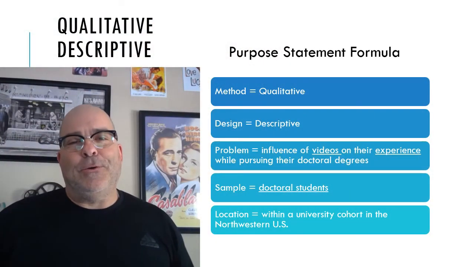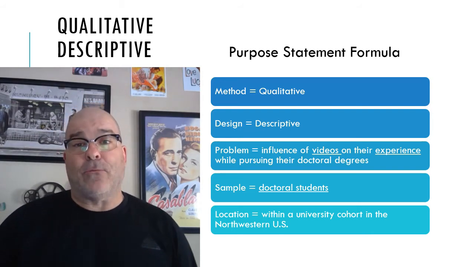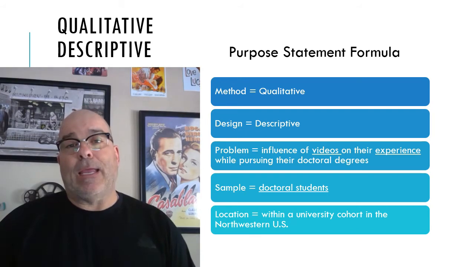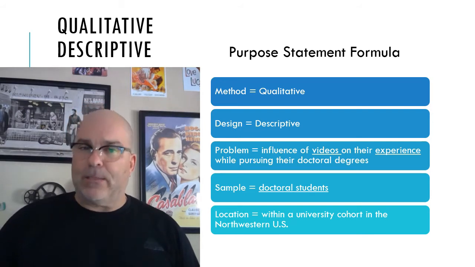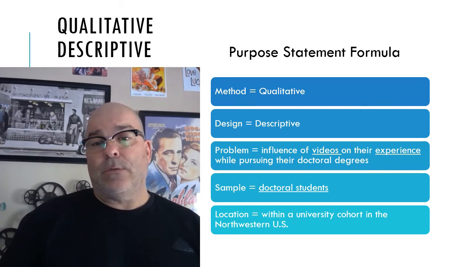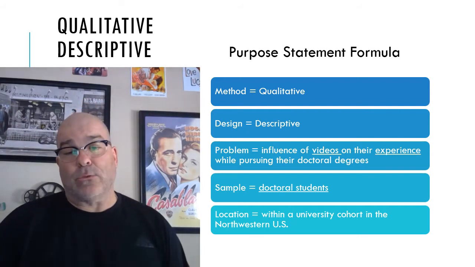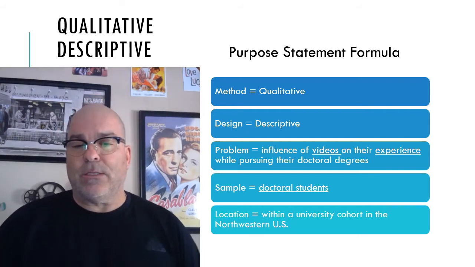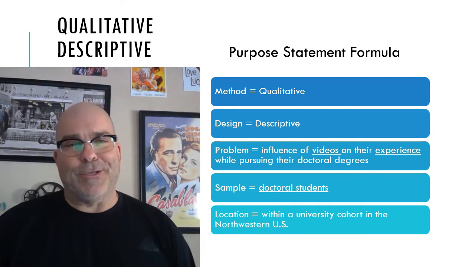Okay, so I provided an example of how you can break the purpose statement down into a mathematical formula. Let's get to work and start synthesizing these lessons and applying them. Specifically, we'll start with qualitative descriptive. And that purpose statement will simply be the method plus the design plus the problem statement of how do doctoral students describe the influence of videos on their experience while pursuing their doctoral degrees. The sample is doctoral students, and the location, which I'm making up for this argument, is a university cohort in the Northwestern United States.